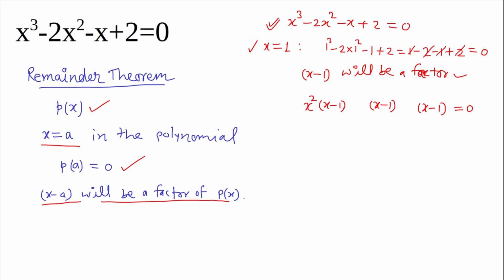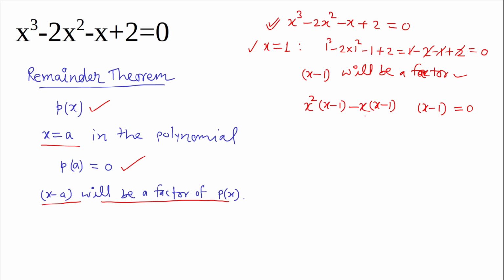Now what is the second term you will get here? When x square is multiplied with this minus 1, you will get minus x square. But in the original equation you have minus 2x square, so you need one more minus x square, because one minus x square you have already got. So let's write minus x here, and when you multiply this minus x with this plus x, you will get minus x square. So one minus x square here and one more minus x square here make a total of minus 2x square. So we got the second term also.